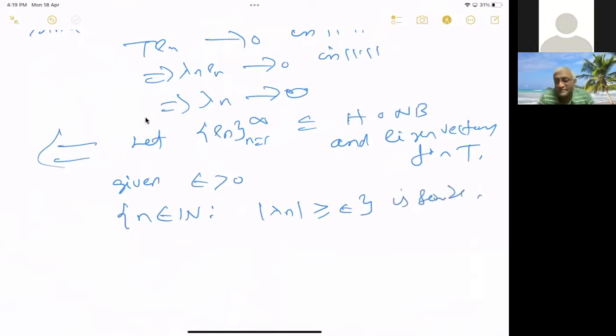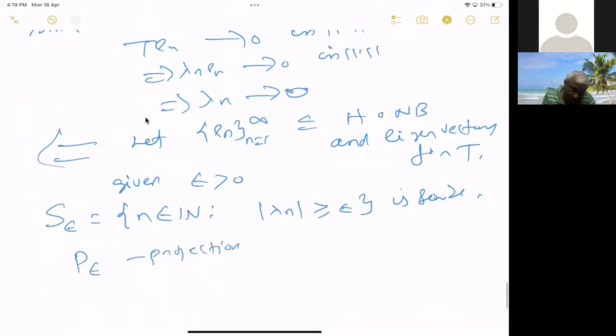Right? That's what it means. This is a finite set. Call the set S epsilon, sorry, there is no Sn. Now P epsilon is the projection onto the span of en, n in S epsilon, which is a finite rank projection, because that set is finite.